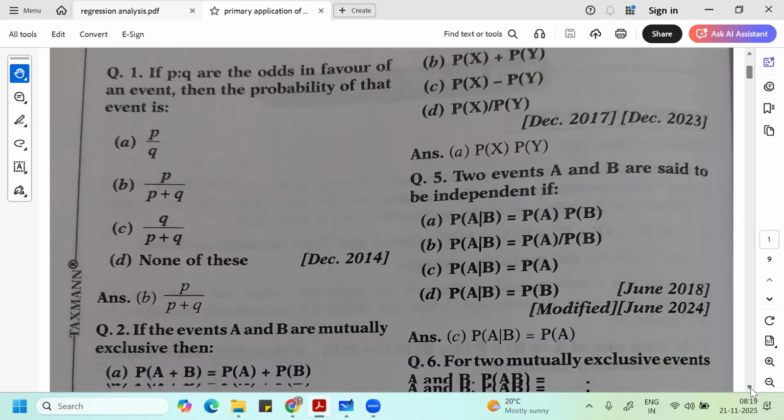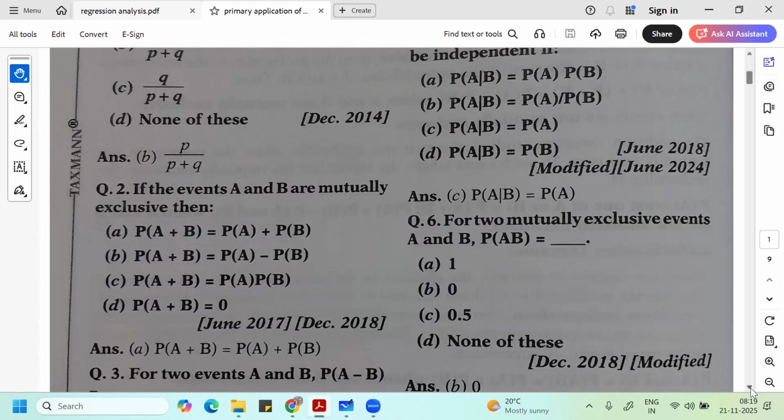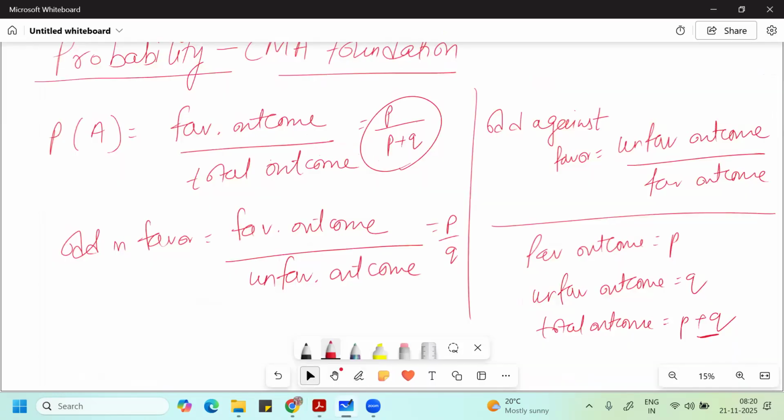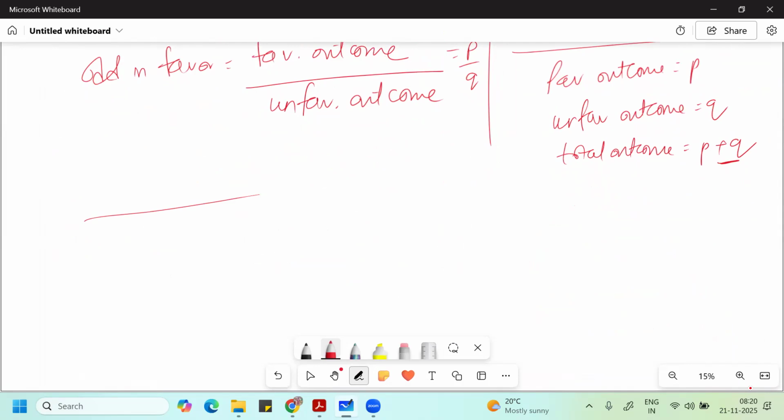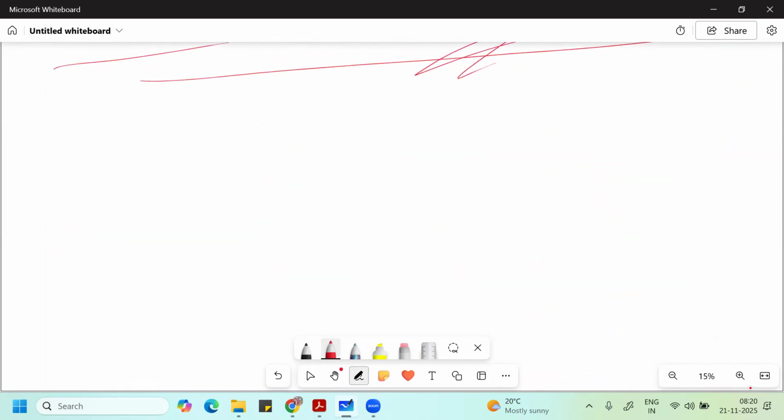Now, going to question number 2: if the events A and B are mutually exclusive, then there's no intersection between the two events. The formula of probability of A union B, or probability of A plus B, is equal to probability of A plus probability of B, minus probability of A intersection B.